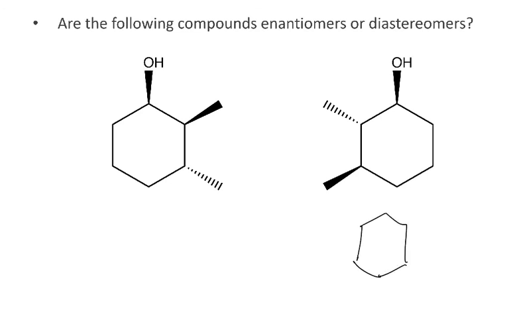So this becomes a dash. This becomes a solid, and that becomes a dash. And so now when I compare these two, they all have to switch. Okay, so the OH went from a solid to a dash, that's good, but this one went from a solid to a solid. So they're not enantiomers, so they must be diastereomers.